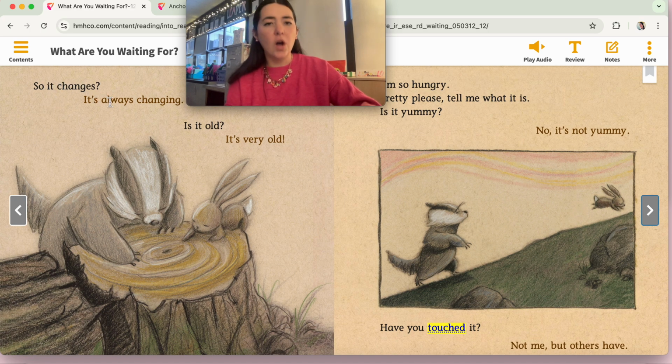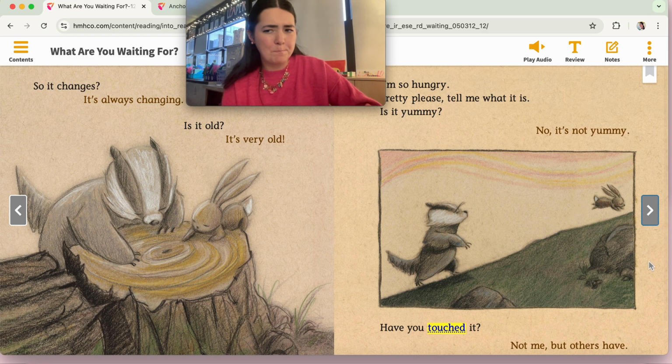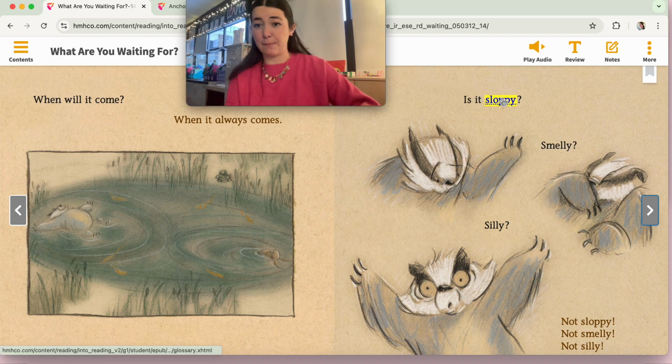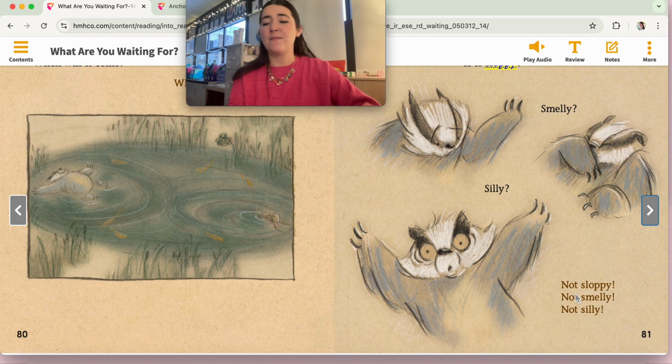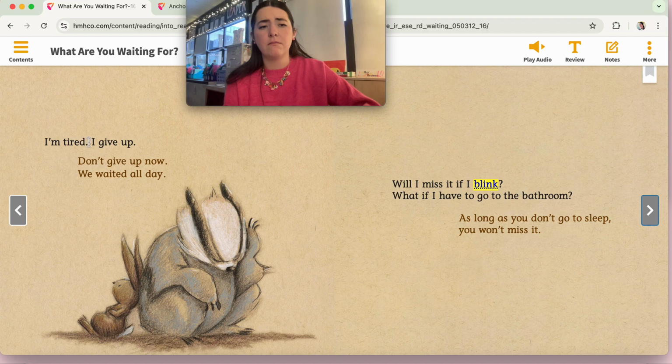So it changes. It's always changing. Is it old? It's very old. I'm so hungry. Pretty please tell me what it is. Is it yummy? No, it's not yummy. Have you touched it? Not me, but others have. I'm still curious as to what this could be. When will it come? When it always comes. Is it sloppy? Smelly? Silly? Not sloppy, not smelly, not silly. I'm tired. I give up. Don't give up now. We waited all day. Will I miss it if I blink? What if I have to go to the bathroom? As long as you don't go to sleep, you won't miss it.